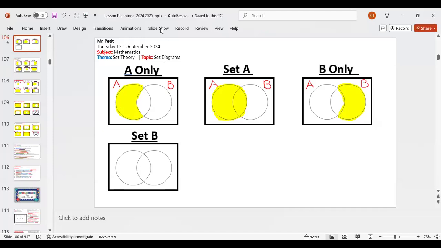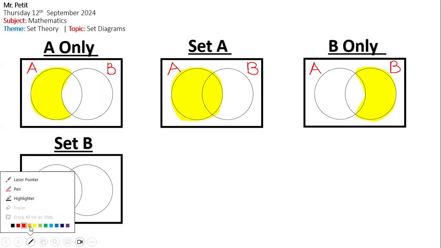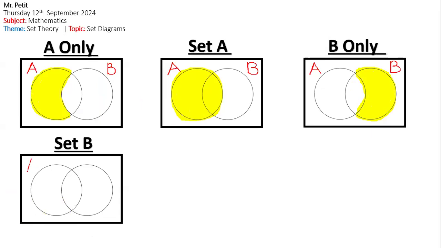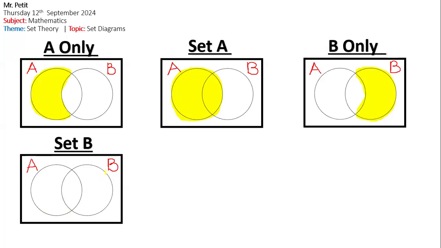So tell me, Tatina, for set B, what are we going to shade? Set B and the intersection. Say it again. Set B and the intersection. Very good. Tatina says we're going to shade the set B and the intersection. Do we agree with her? Let me know. Yes, sir. We agree. So we shade in all of B, including the intersection, because that's what they asked us for, all of B.